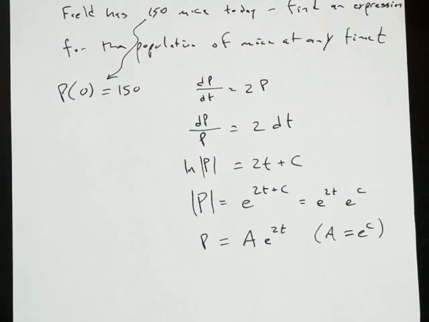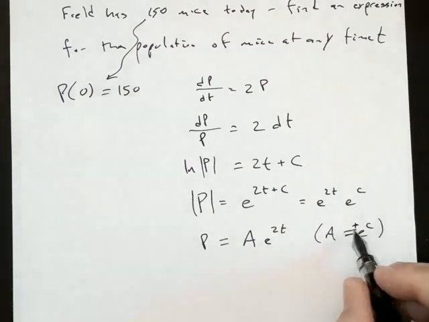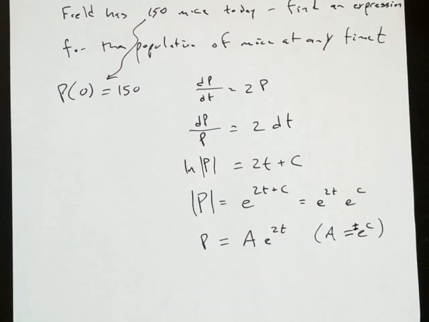I promise I didn't do that arbitrarily or capriciously. E to the c is always positive, no matter what c is. But A could be positive or negative, and that allows me to take care of the absolute value on the right-hand side. So really over here, I'm going to put plus or minus to account for the absolute value.